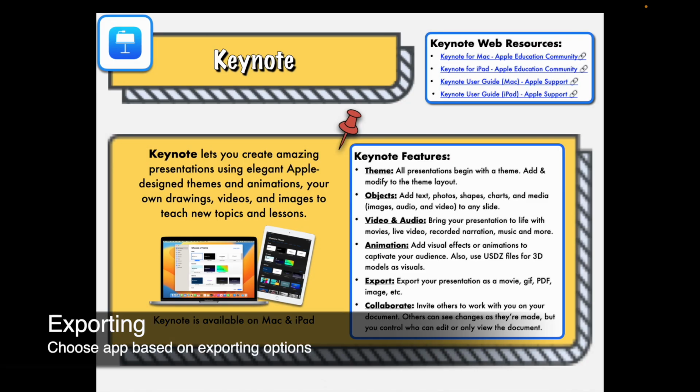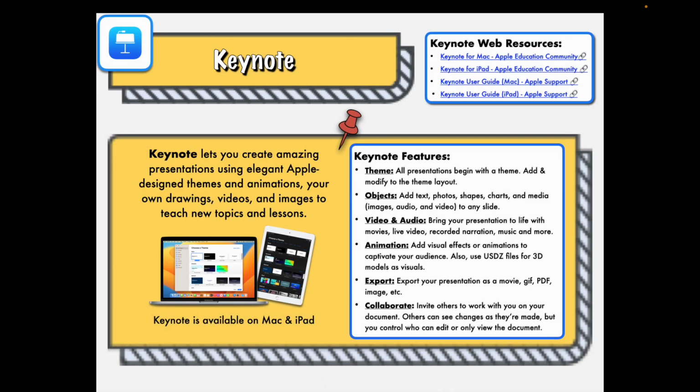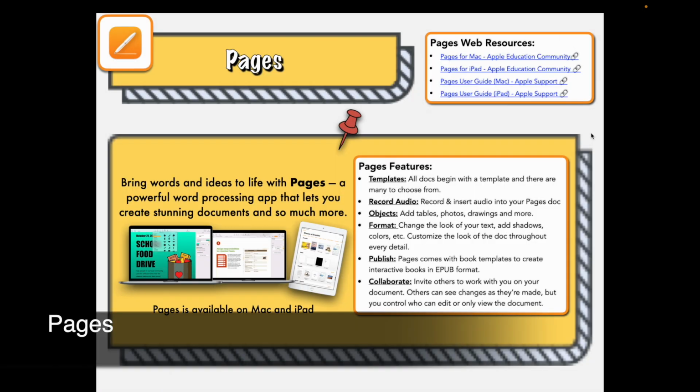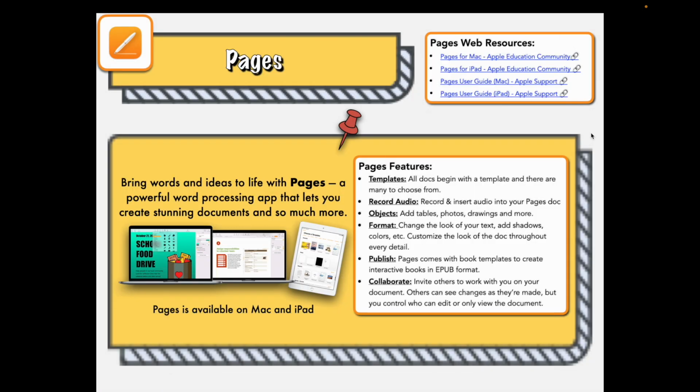When you're thinking about anything in iWork, it really boils down to how you export. Keynote would allow you to export as a movie, a GIF, PDF, image, as well as obviously that Keynote. Pages is going to have so many similarities, and so once you get familiar with Keynote, for example, then Pages will feel very familiar to you.